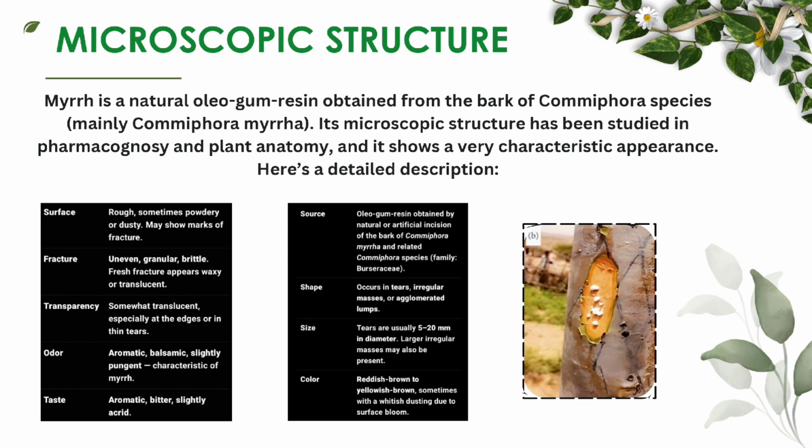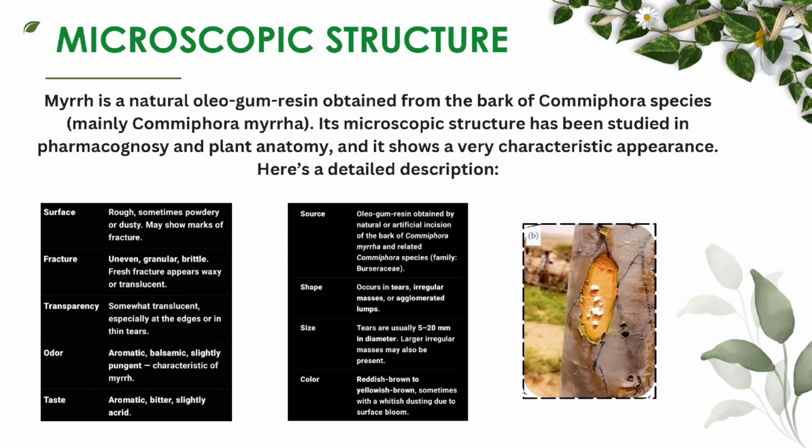Surface: rough, sometimes powdery or dusty, may show marks of fracture. Fracture: uneven, granular, brittle; a fresh fracture appears waxy or translucent. Transparency: somewhat translucent, especially at the edges. Odor: aromatic, balsamic, slightly pungent, characteristic of myrrh. Taste: aromatic, bitter, slightly acrid. Sources: oleo-gum resin obtained by natural and artificial incisions of the bark of Commiphora myrrha or related Commiphora species.